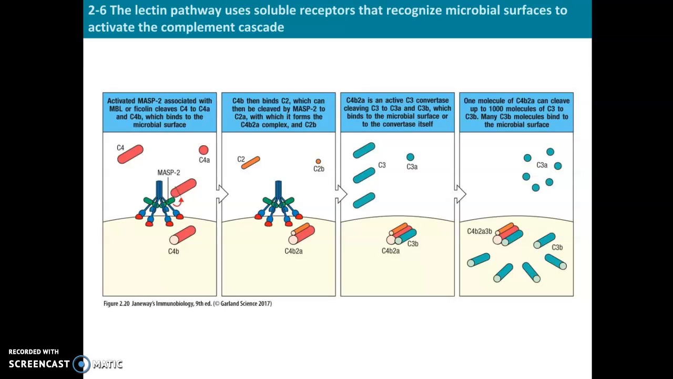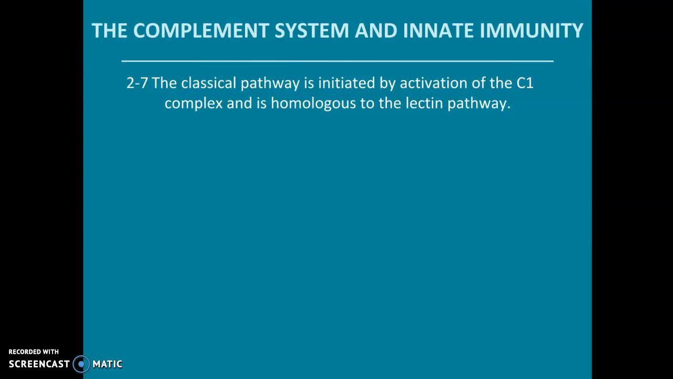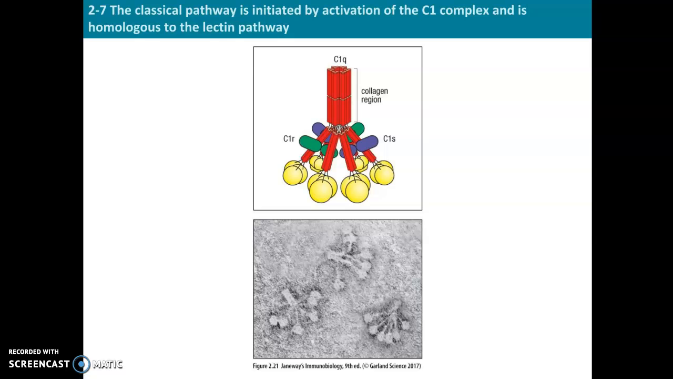This is going to do several things. One is that C4b2a3b is a C5 convertase, and C3b can get recognized by phagocytic cells. In the classical pathway, on the other hand, we are going to initiate it by antibodies, but you can see how the structure ends up being very, very similar.